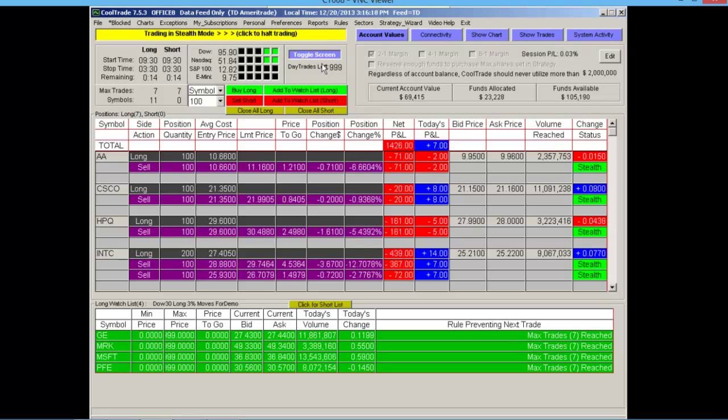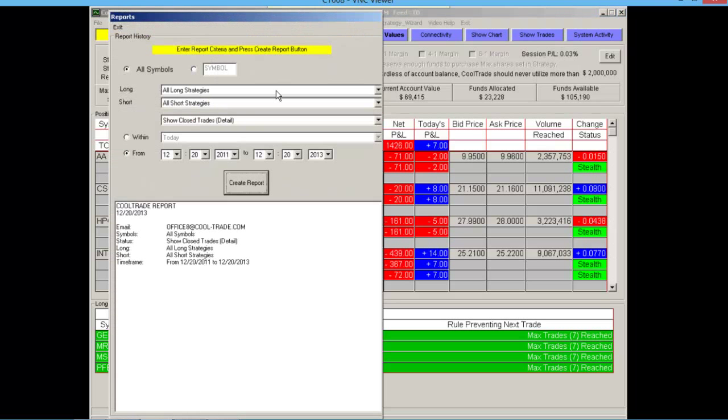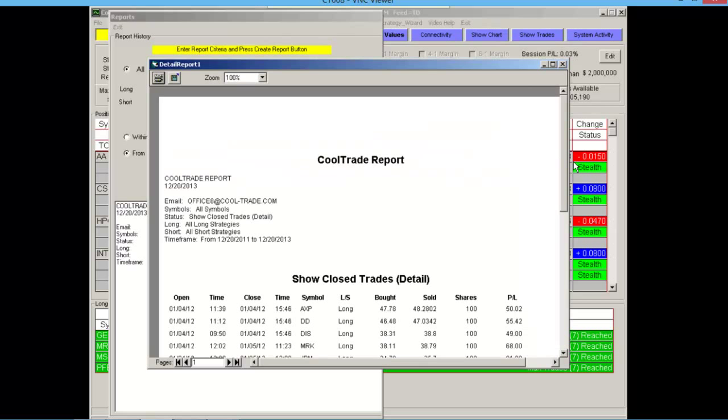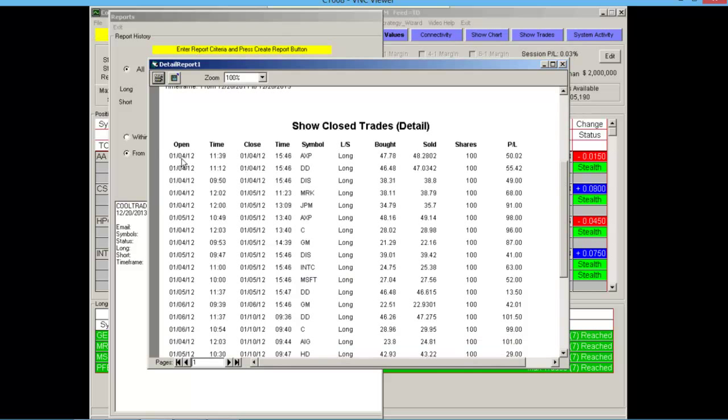So let's go ahead and take a look at this one. If we look at the report, we'll go ahead and just print a report. And here we go. So this one started 1/4/2012. You can see the auto trader opened up its first position at 11:39, and it closed it the same day at 3:46. So American Express. This is a long only strategy, and it bought it at 47.78, sold it at 48.28. You can see it's trading 100 share lots on this particular strategy, and it made $50.